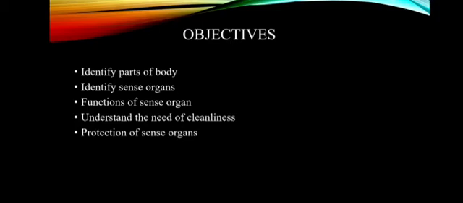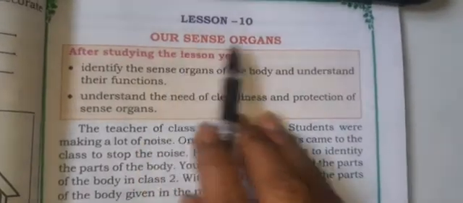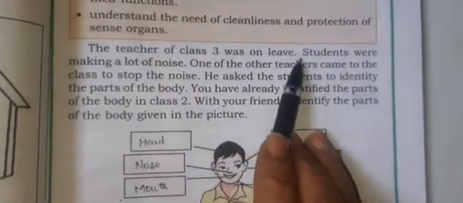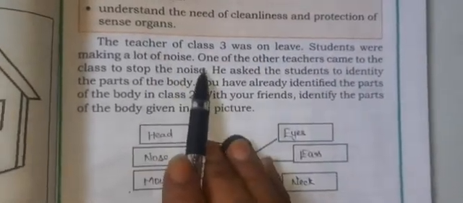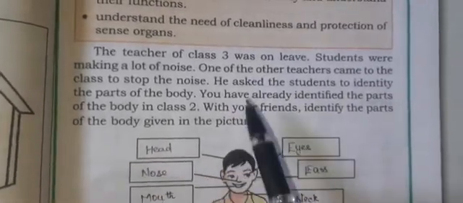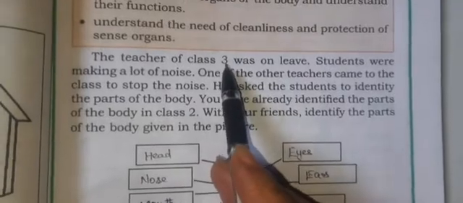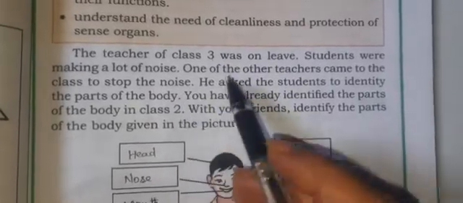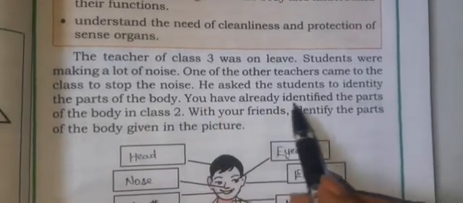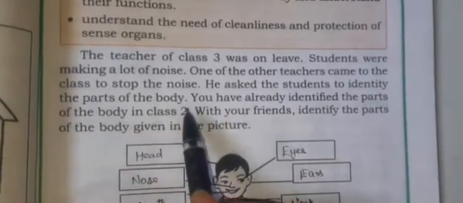Open your textbook, students. Page number is 86. Lesson 10, our sense organs. The teacher of class 3 was on leave. Students were making a lot of noise. If teachers are not there, the students will make noise, right students? Like that, the students of class 3 were also making noise. One of the teachers came to the class to stop the noise. He asked the students to identify the parts of the body.